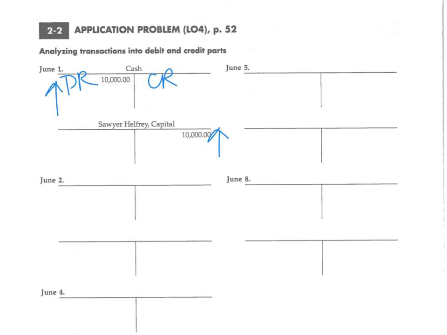They already did the first example for you. So just heads up, they did June 1st for you. They debited cash for $10,000 and then credited capital for $10,000. So this must have been an investment into the business. If you need to still write debit and credit on each side, you can, but you don't have to.